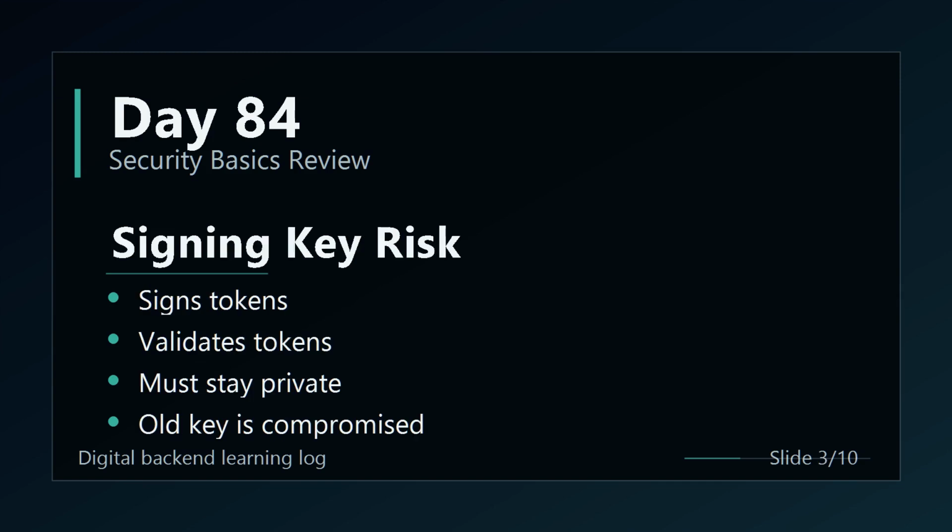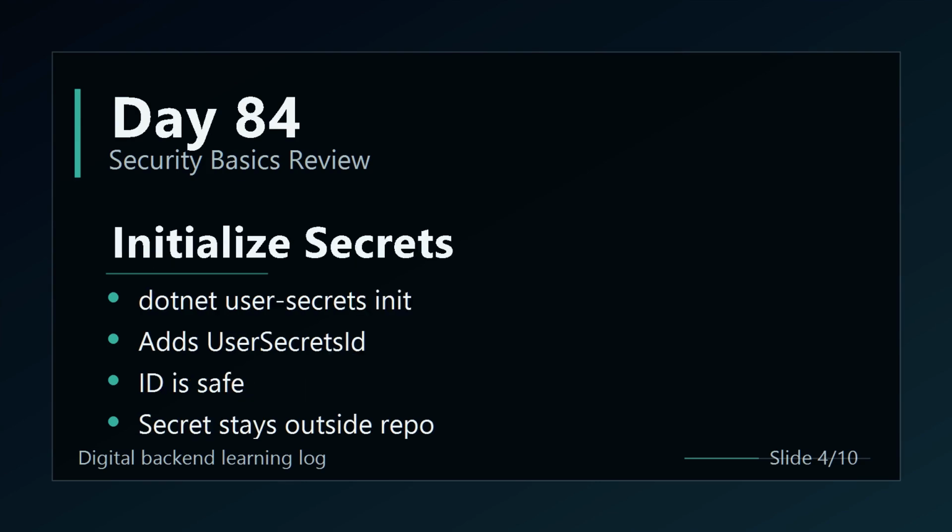The JWT signing key creates and validates token signatures. Anyone with that key can create trusted tokens, so the old development value in app settings must be treated as compromised. Initialize .NET user secrets for the API project. This adds a user secrets ID to the project file. The ID is safe to commit because the real secret is stored outside the repository.